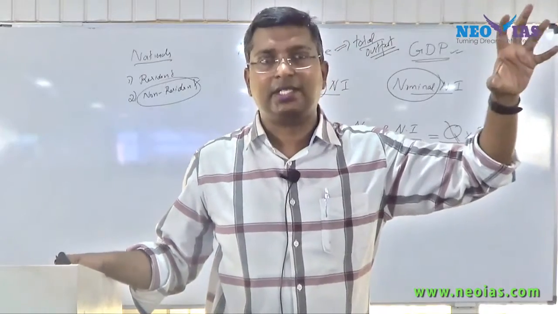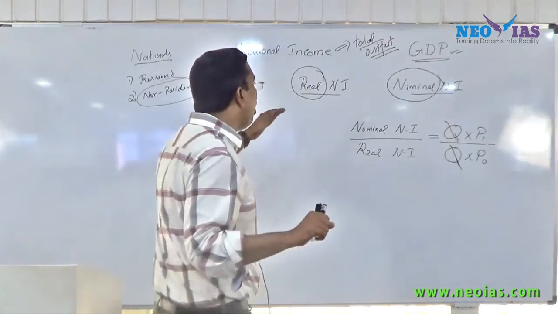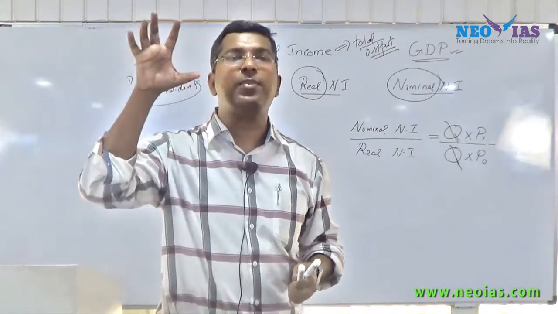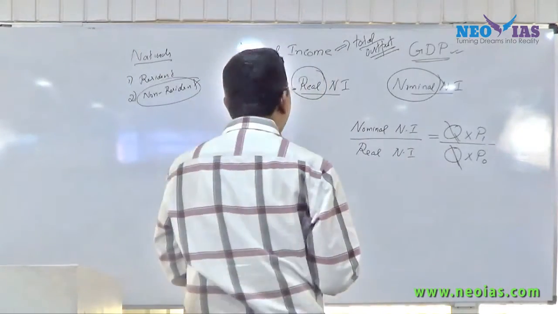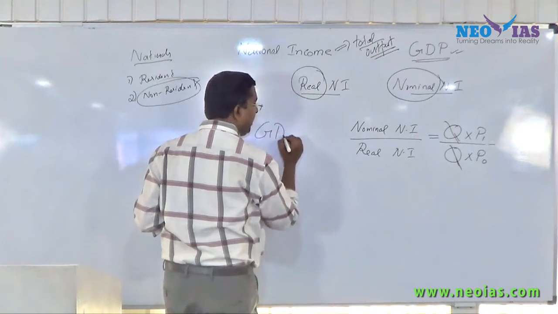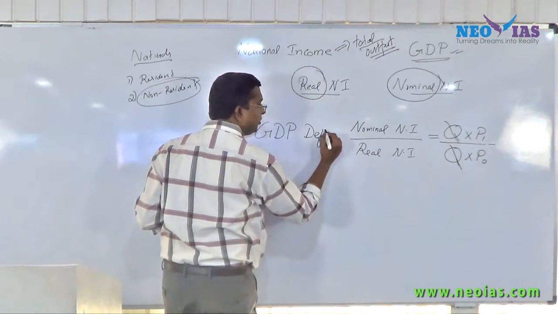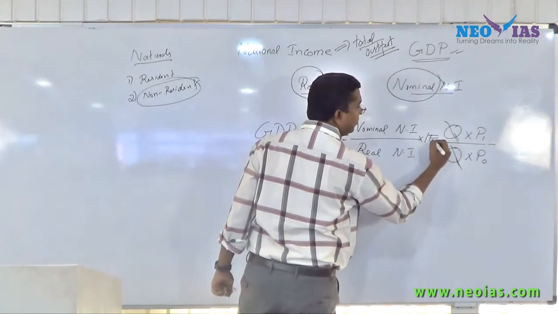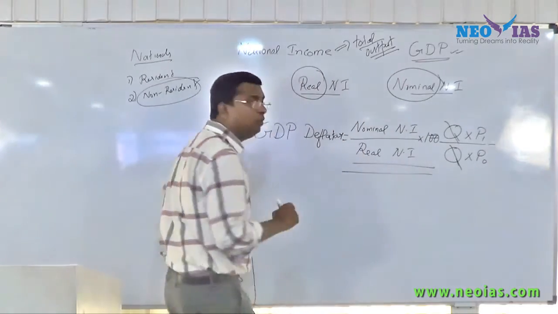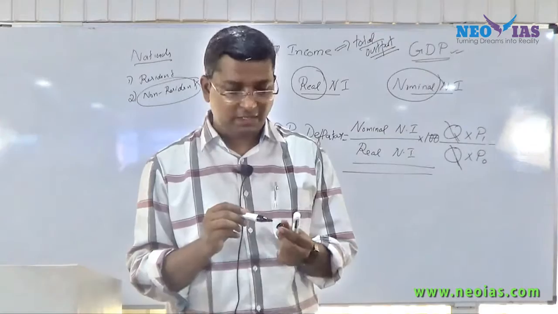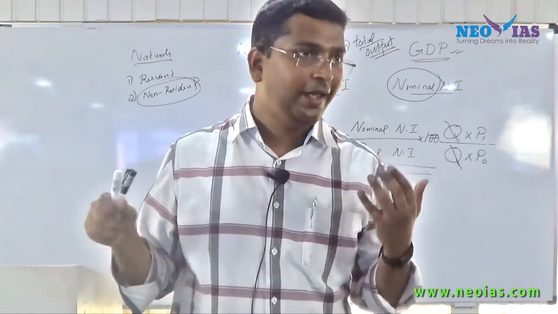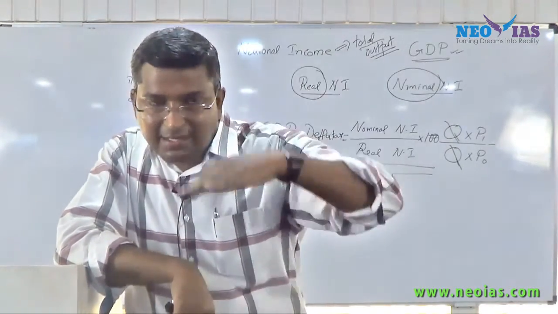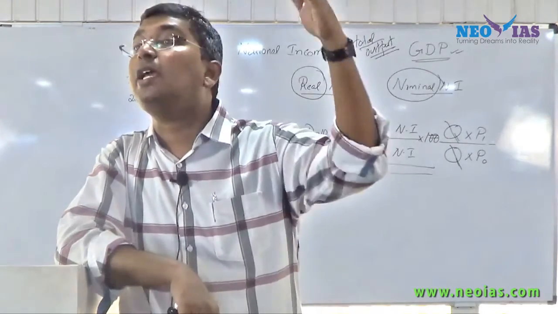So nominal national income divided by real national income is what is called the GDP deflator. Nominal national income divided by real national income into 100 will give you the GDP deflator. Now you tell me, what is this GDP deflator? It measures the increase in the price level in relation to what? To the national income.